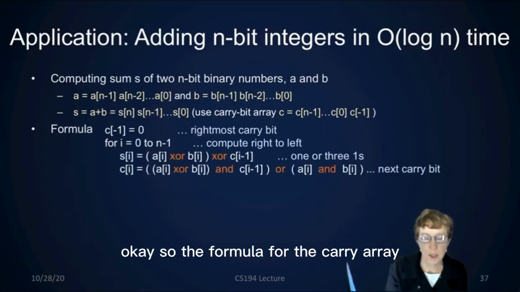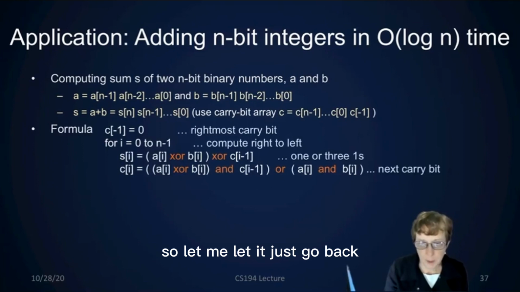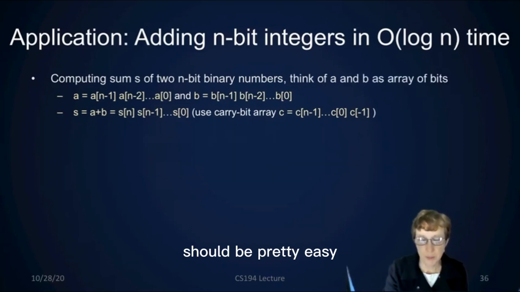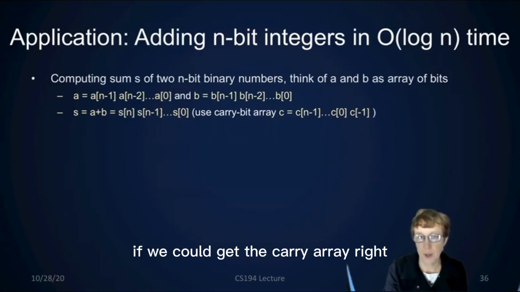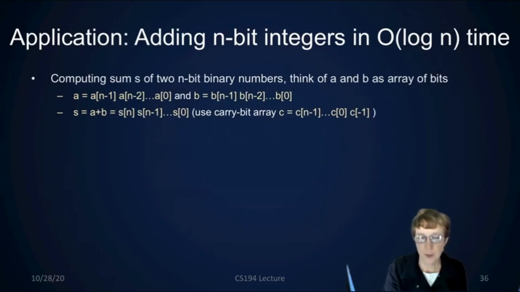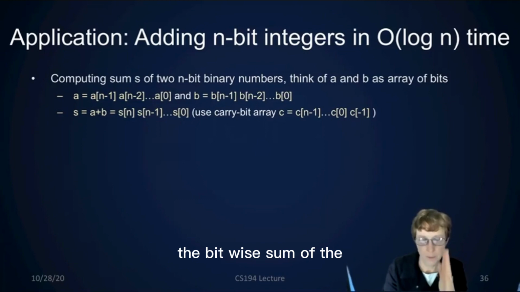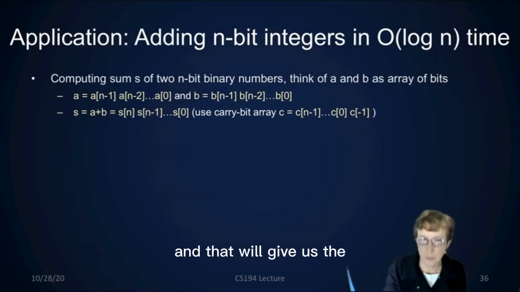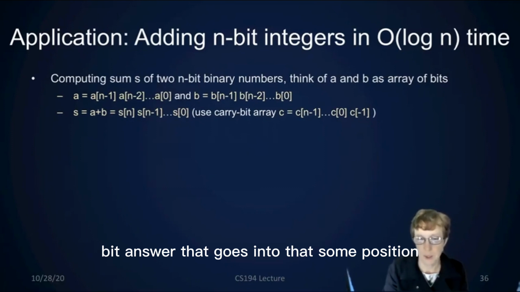Okay, so the formula for the carry array. Let me just go back. Adding together, the formula for the sum array should be pretty easy if we could get the carry array, right? Because it's just the bitwise sum of the A element, the B element, and then the carry. And that'll give us the bit answer that goes into that sum position.